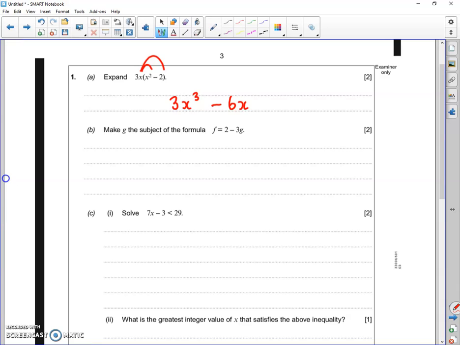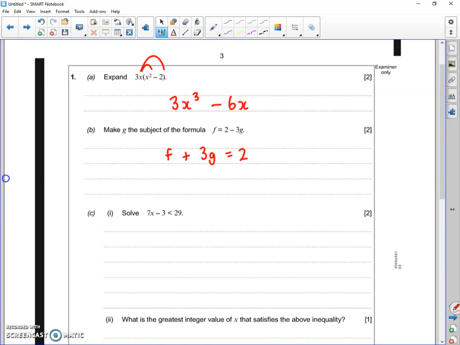1b, make g the subject of the formula. f equals 2 minus 3g. We're trying to get g on its own. That's what changing the subject of the formula is. And one of the golden rules is that if g is the subject, g can't be negative. So we're going to have to get that minus 3g positive. If we move it to the other side, that will turn it positive. So f plus 3g equals 2, which is one problem solved because it's not negative anymore.